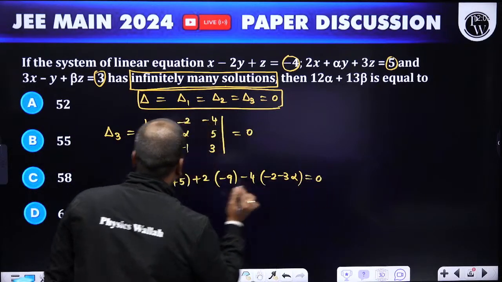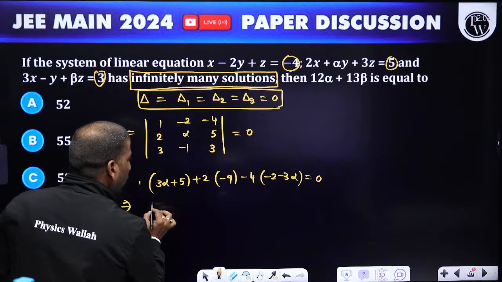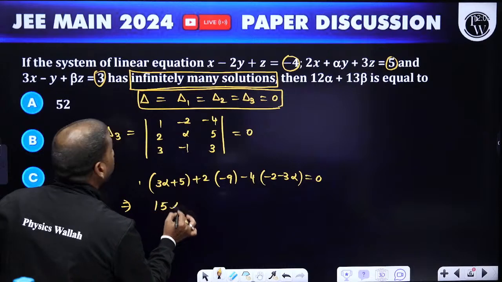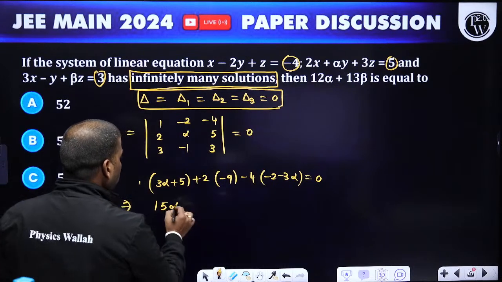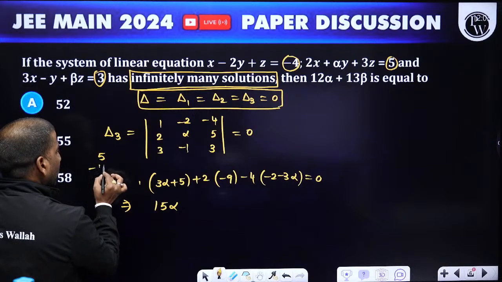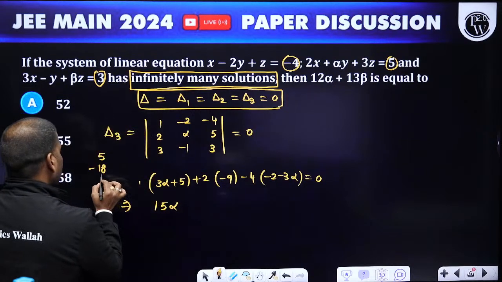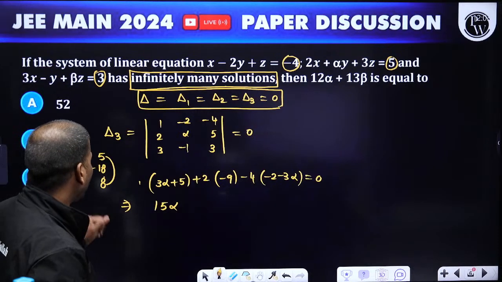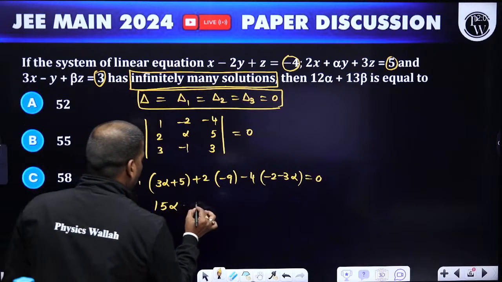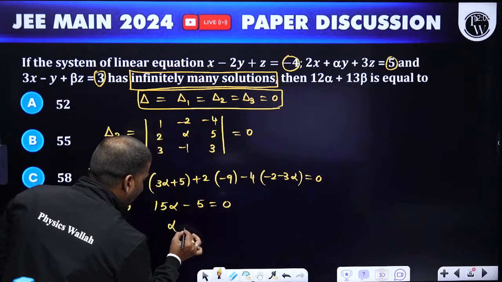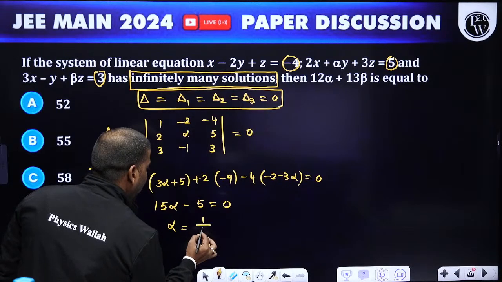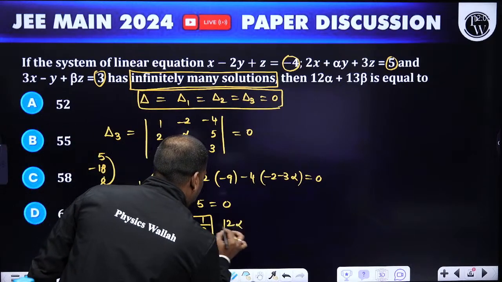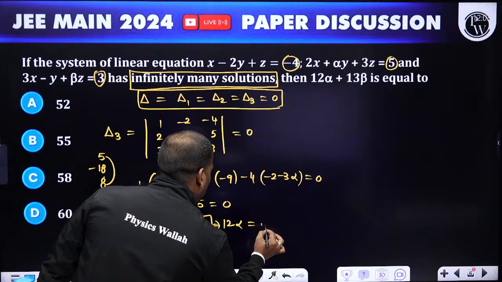So what do you get? 3 alpha, and 4 threes are 12, so 15 alpha. Next, coming to the constants, 5, minus 18, and plus 8. What is 8 plus 5? 13. So 13 minus 5 which is equal to 0. So alpha is equal to 1 by 3, sure. But we want 12 alpha. So 12 alpha is equal to 4.